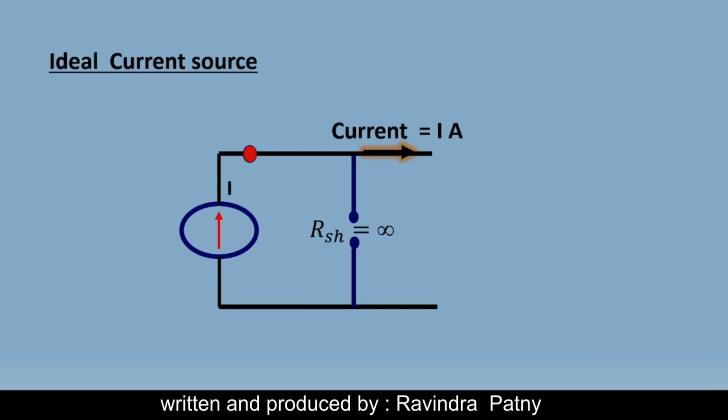But in ideal current source, the value of shunt resistance is infinity. Therefore, no current is flowing through the shunt resistance and all the current is flowing through the load resistance. Hence, the current through load resistance always remains constant irrespective of voltage across the load resistance.